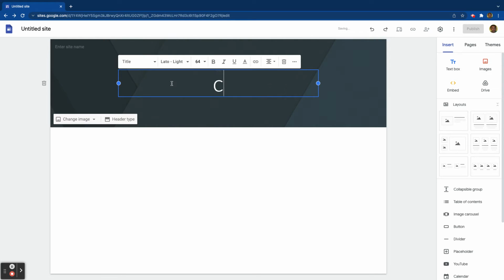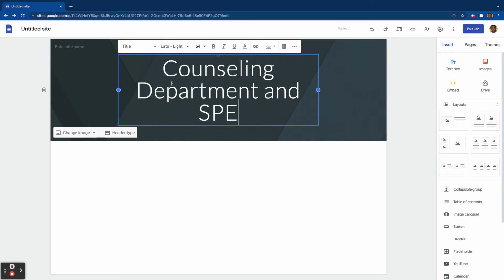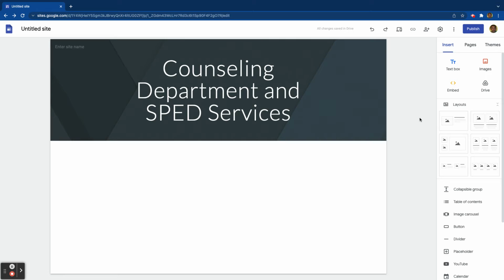So we'll call this the counseling department and SPED services. He oversees counselors and SPED teachers in this scenario.